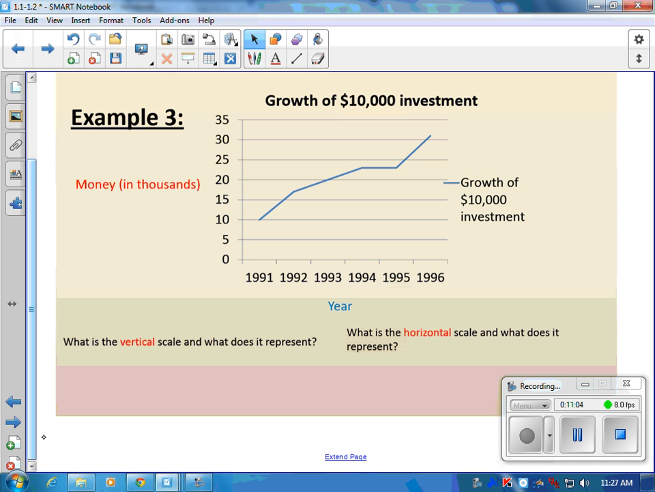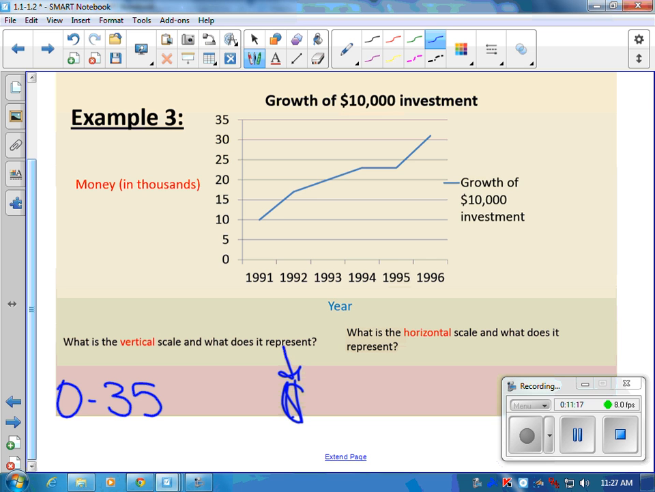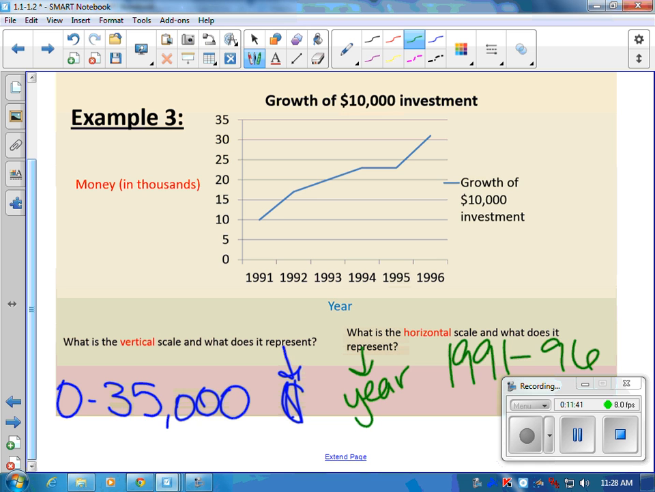So let's think about in this graph, Seth, what do we have? And what's our scale, Seth? Where do we start and end? $0 to $35? 35,000. So again, this is where that becomes very important. Our scale goes from $0 to $35,000. What about the horizontal? Jacob? So it's representing years. We start at 1991 and go up to 96.